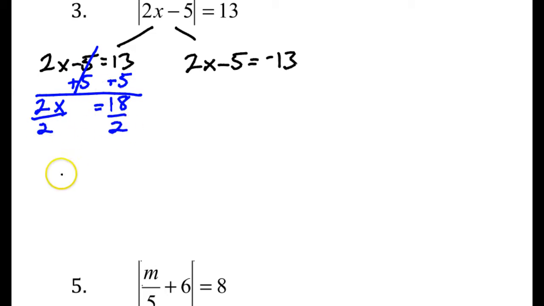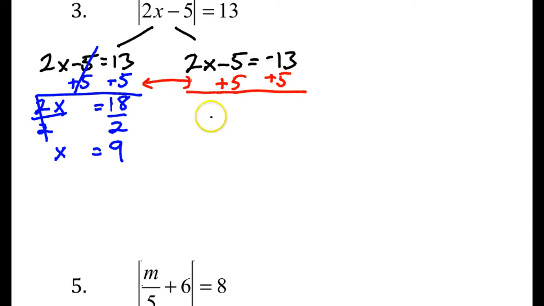2 times what is 18? Okay, so 2 divided by 2 is 1. 1x equals 9. Do the same thing on the other side. The algebra will be the same if you put them side by side. So again, +5 to both sides. This time we get -13 plus 5, which is -8. Okay, divide both sides by 2. And now x equals -4.